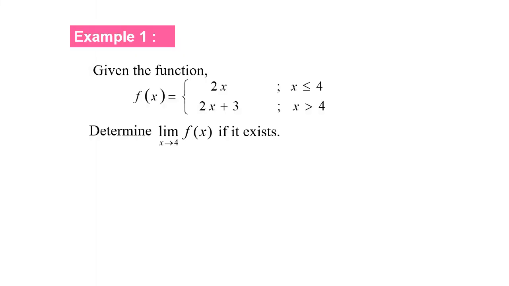Okay, so let's see some examples on this existence of limits. Given the function f(x) equal to 2x for x less than or equal to 4, and 2x plus 3 for x more than 4, determine the limit of f(x) when x approaches 4, if it exists. Now, to check whether the limit exists when x approaches 4, we find the limit from the left side and from the right side.